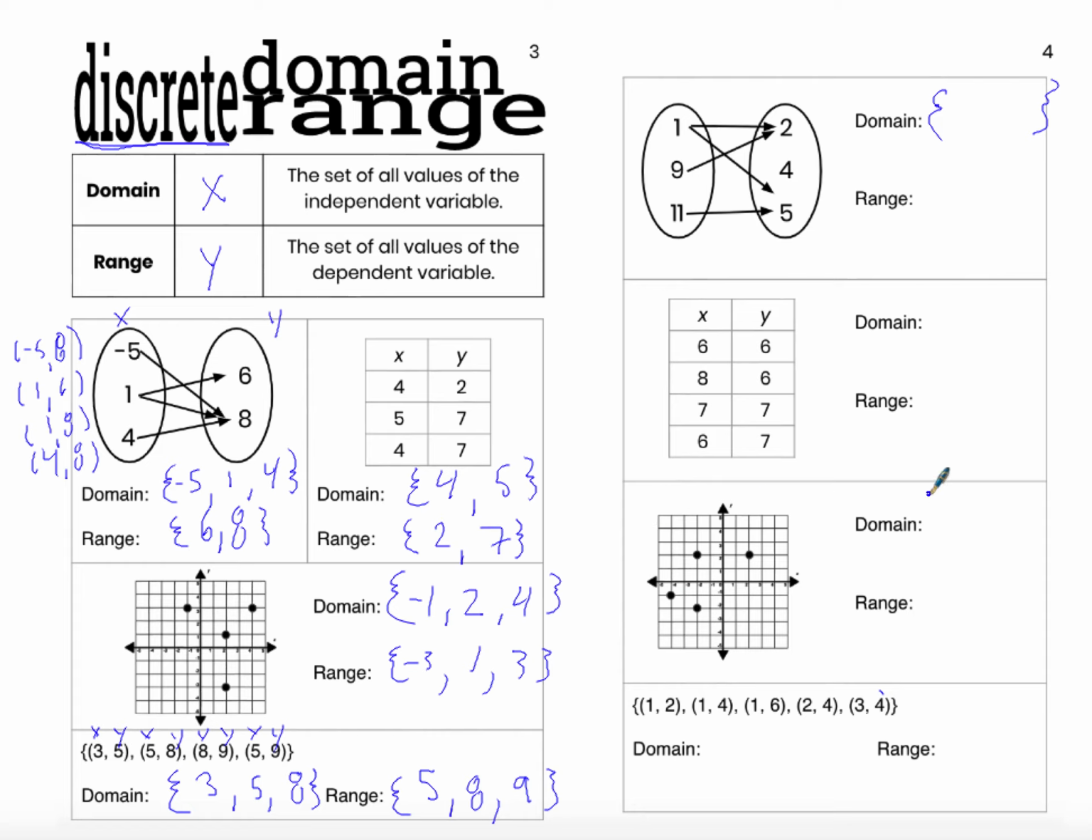So for this one, the domain, the values of x, going from left to right, we have a -4, we have a -2, and we have a 2. So -4, -2, and 2. Going from bottom to top for range, we have -2, we have -1, and we have 2. -2, -1, and 2.